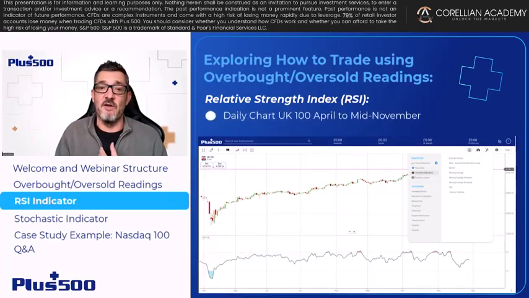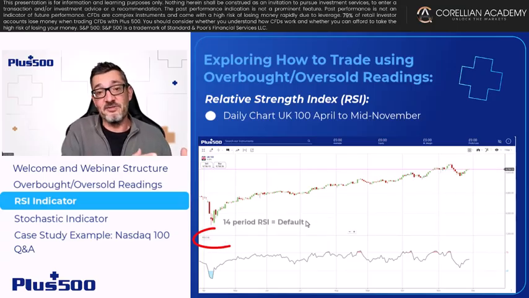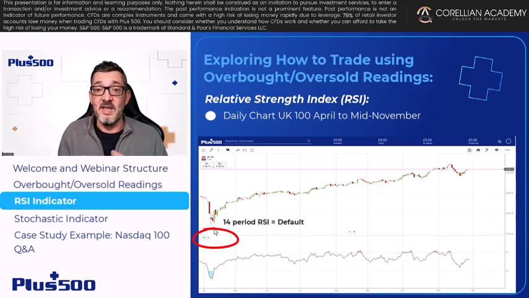If we look at the daily chart of the UK 100 index between April and mid-November 2025, and then add the RSI to the chart, we can really see this indicator in action. On the Plus500 platform, the default setting is a 14-period RSI, which is the standard configuration. You can experiment with different settings to suit your own trading style, but for today, we'll still stick with the default.